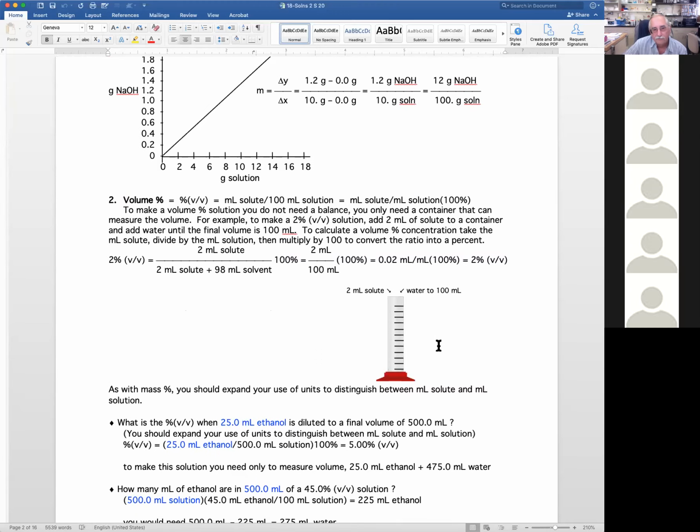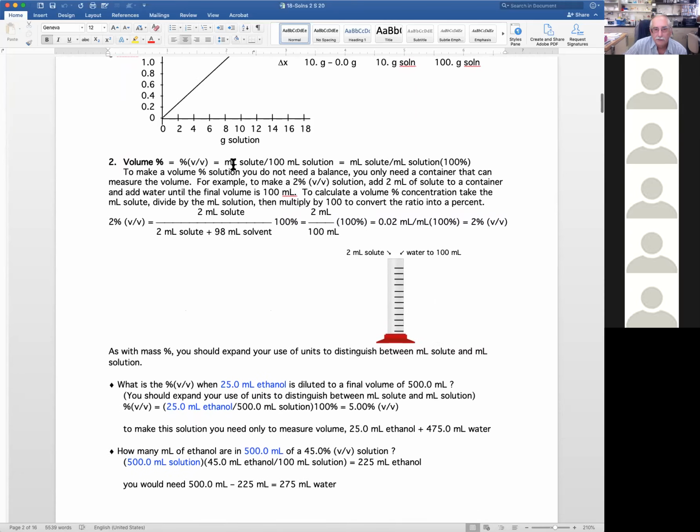The next one is volume per volume percent. So that's the milliliters of solute for every milliliters of solution. This would be an example where you have a liquid solute and of course a liquid solvent. So a 2% volume per volume solution means that there's 2 milliliters of solute in every 100 milliliters of solution. But that was made by taking 2 milliliters of solute and adding 98 milliliters of solvent to get the 100.